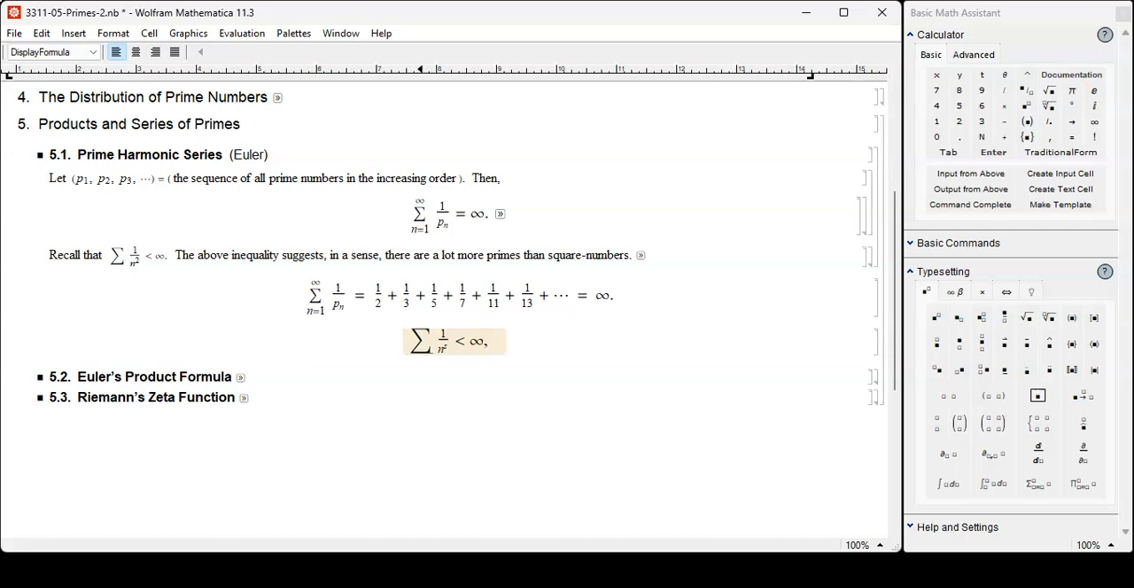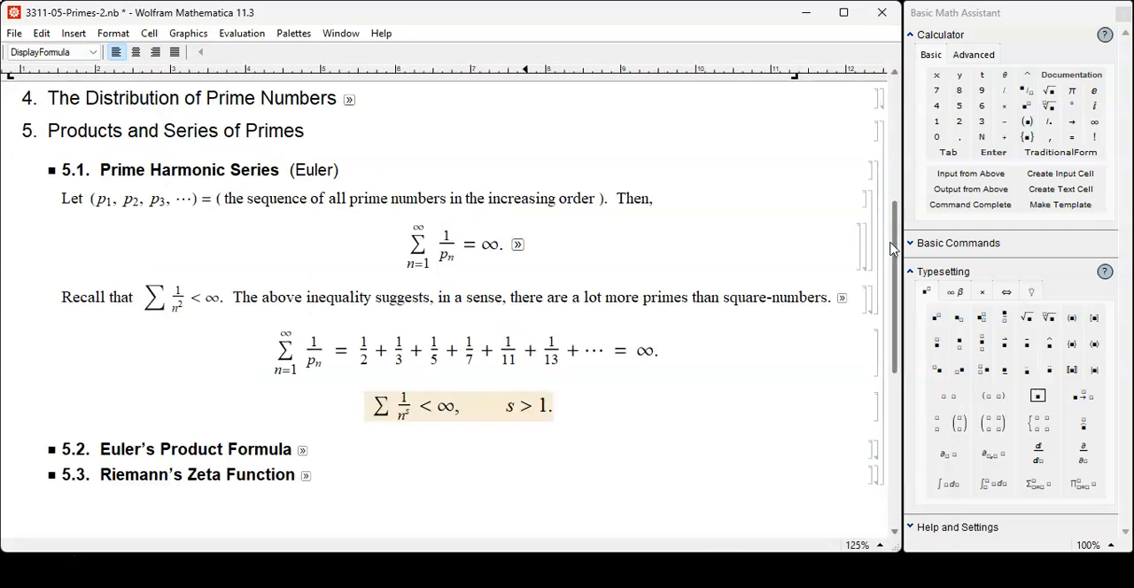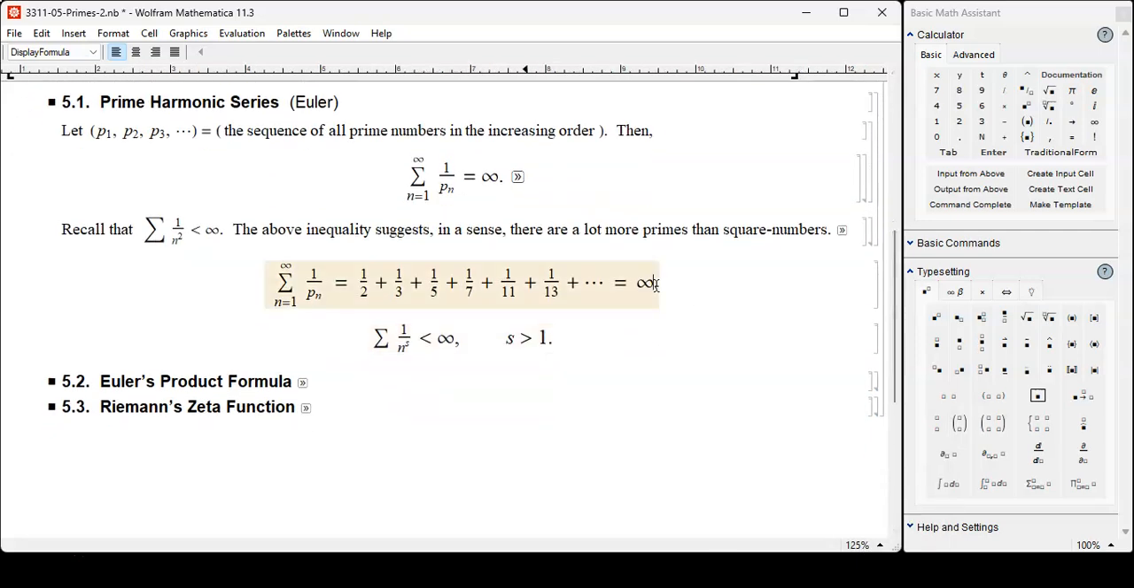N to the s, as long as s is greater than 1. Ooh, with all those fractions and primes and so on, you cannot really read it. So, okay, let me expand the font. So compare this with that. Prime numbers grow a lot slower than n to the s power for any s greater than 1. That's the kind of conclusion you can draw.